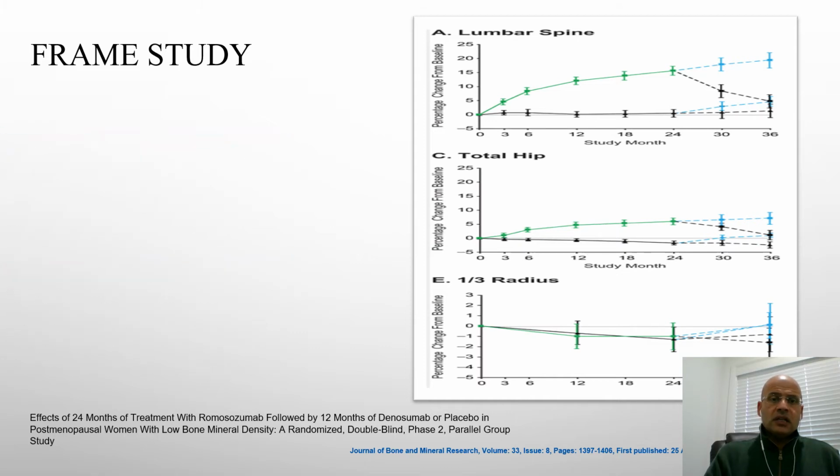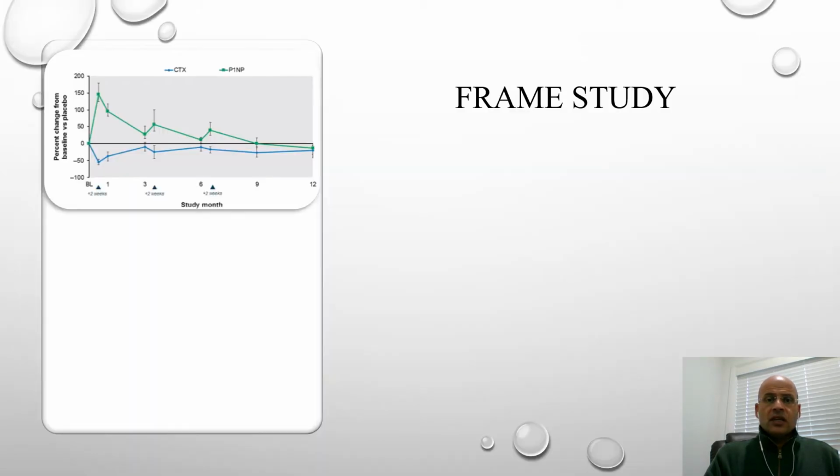So the anabolic effect of romosozumab is actually non-sustainable, but it's nevertheless significant. Now, if you look at the bone turnover markers, after 12 months, or towards the end of the year, they start dropping down.